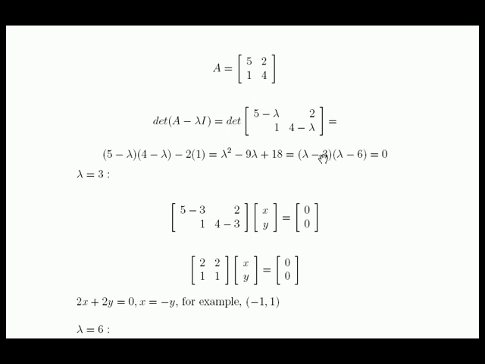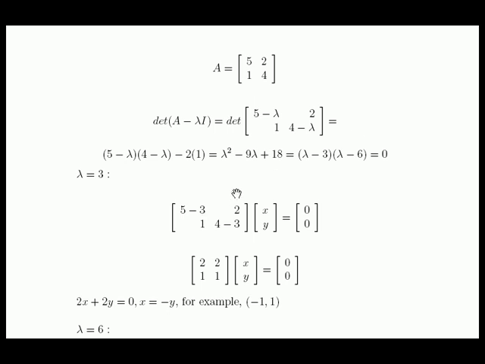But anyway, this does factor. Didn't need to use the quadratic equation. The eigenvalues are 3 and 6. So what are the eigenvectors for each? Well, one at a time. Lambda equals 3. To find the eigenvector, that means the vector x, y such that this matrix times x, y is equal to 0, 0.